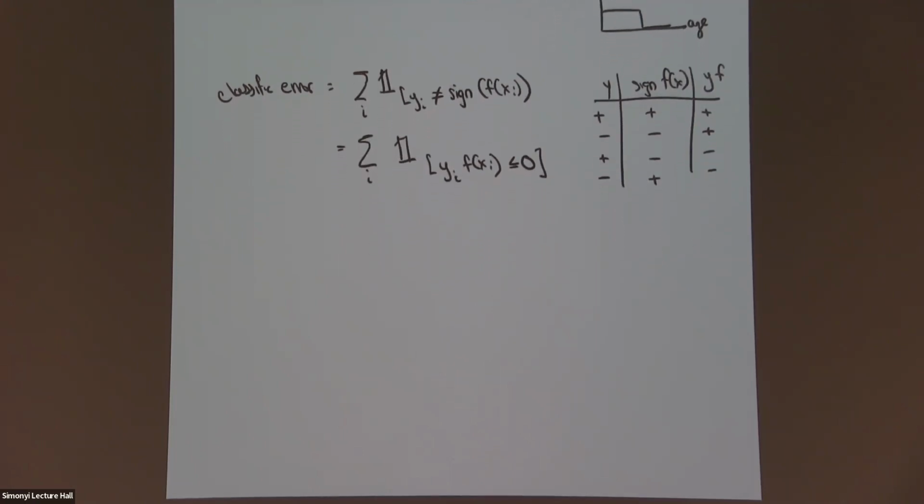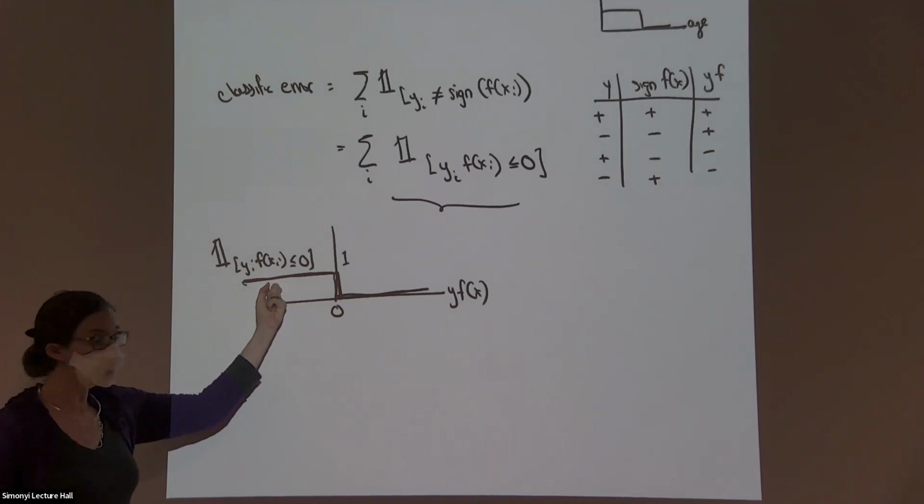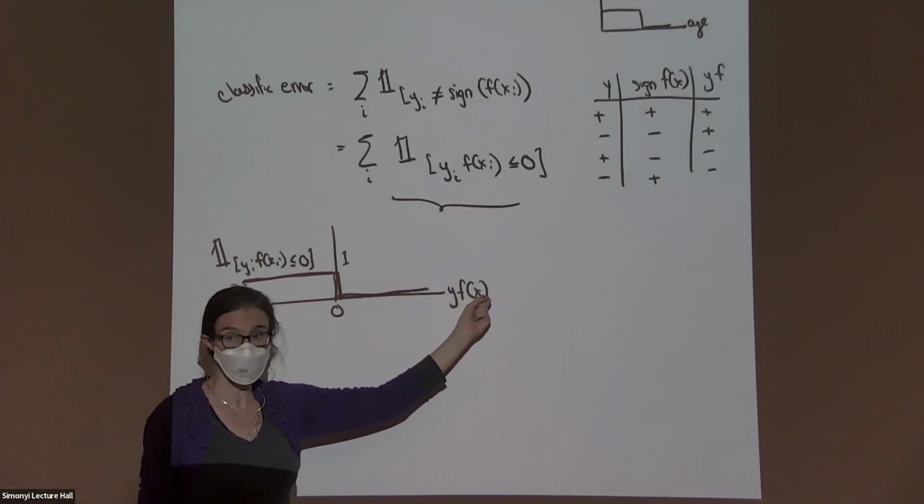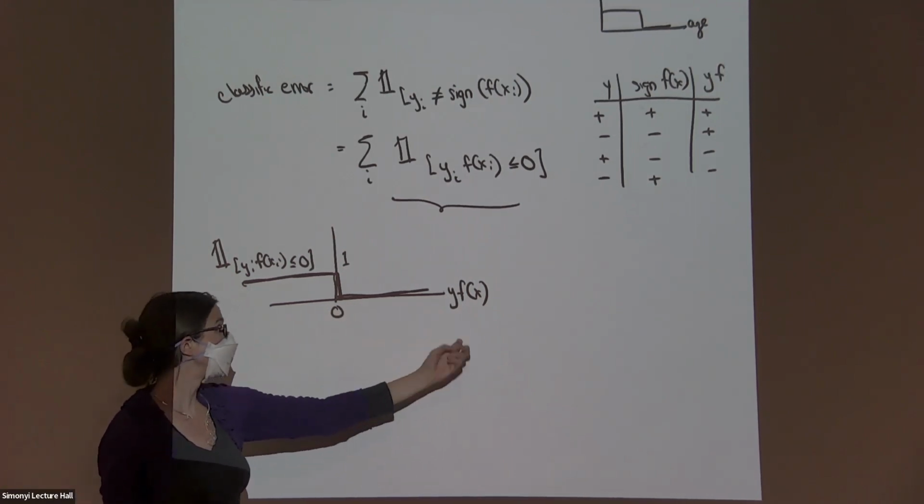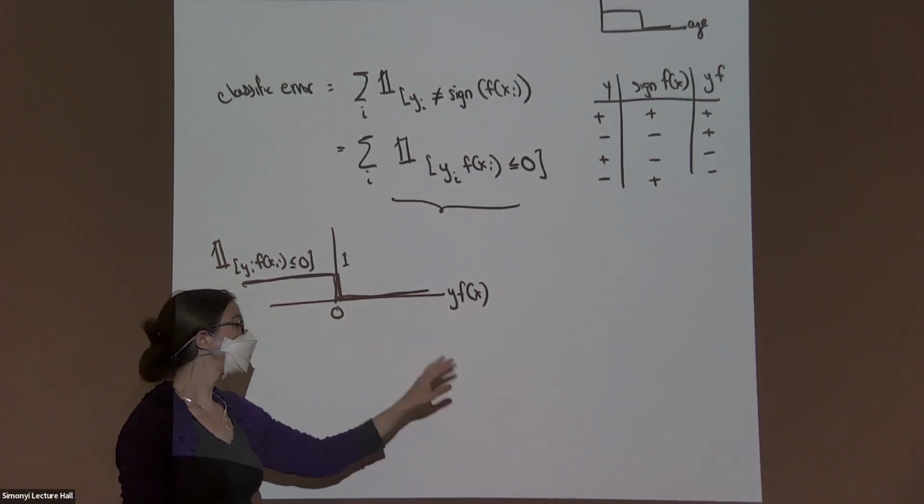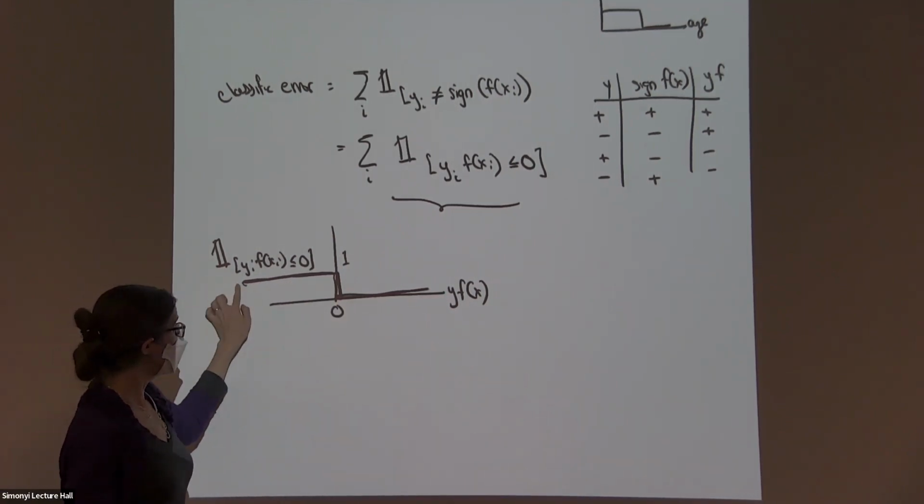So what I'm going to do next, this thing over here, is a function that is 1. If you plot, this is y times f of x, this is called the margin here. This is 0, that's 1. And this is a function that is 1 if the margin is less than 0. This is 1 if yi times f of xi is less than or equal to 0. So this is the misclassification error. If you are on this side, you are misclassified because your y does not equal the sign of f. And if you are over here, you have a positive margin, your y and f have the same sign. So these are correctly classified points, and these are incorrectly classified points.